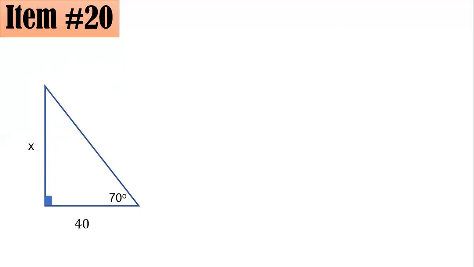And we have to ask ourselves, what function do I need to use, considering that my theta 70 degrees is here? We could see that x is opposite of your 70 degrees, and your 40 here is adjacent of your 70 degrees. And what function links opposite and adjacent? That would be tangent. Hence, we should utilize tangent. That is, tangent 70 degrees equals x, which is opposite, over 40, which is adjacent.